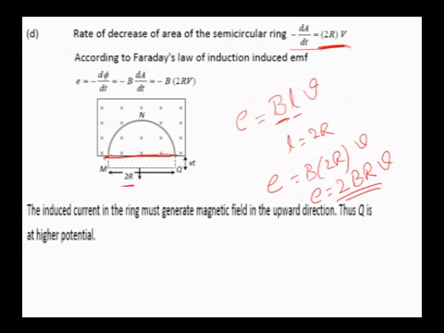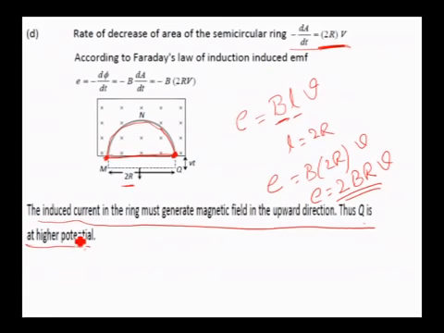But for the direction, the direction of the induced EMF will be found by using Fleming's right hand rule. It is also called the generator rule. You can use Fleming's right-hand rule to know whether the potential is greater at M or greater at Q. Apply Fleming's right-hand rule, and you get that the potential at Q is greater. That shows the induced current in the ring must generate a field in the upward direction, and Q will be at a higher potential.